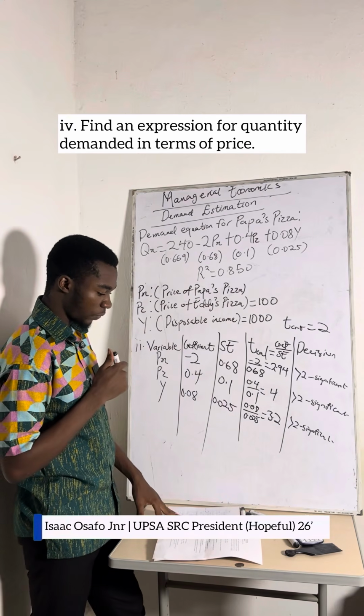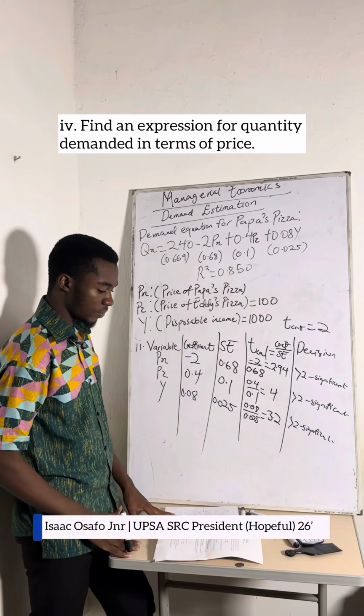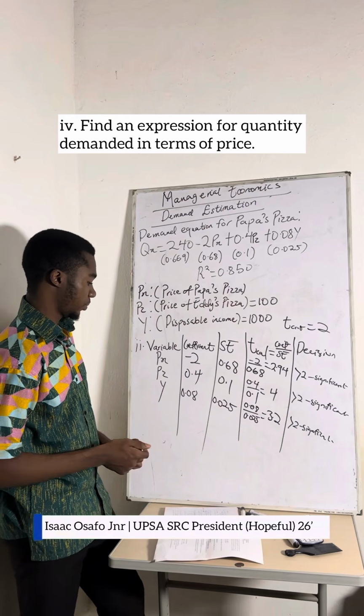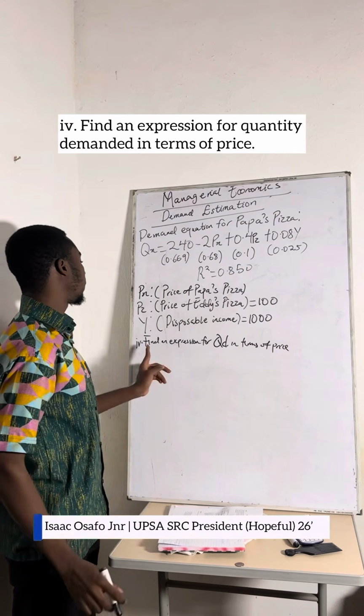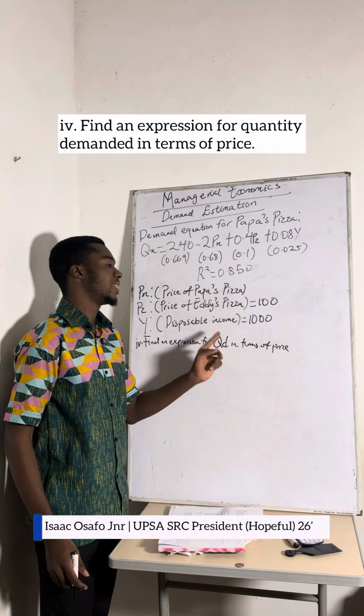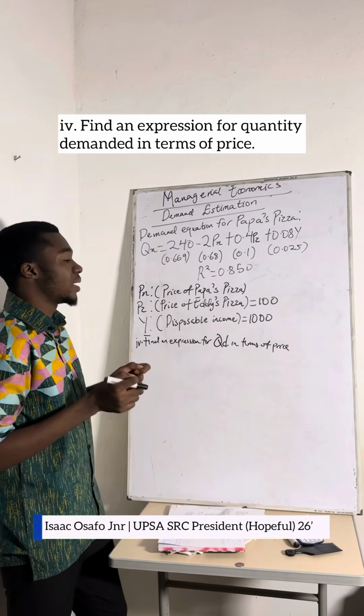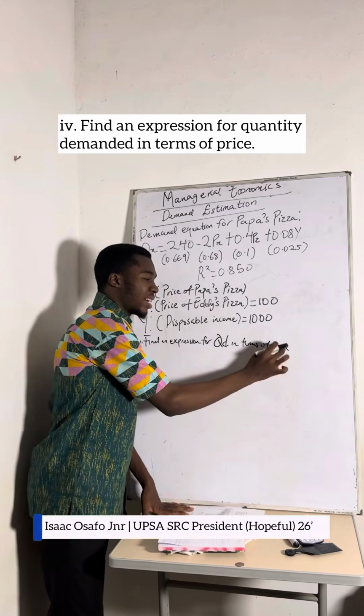The IVN says that we should find an expression for quantity demanded in terms of price. Let me clean the board so that we solve it together. All right, so the IVN says that we should find an expression for quantity demanded in terms of price. Anytime you are asked to find an expression for quantity demanded in terms of price, it means that you have to make sure that price is there.